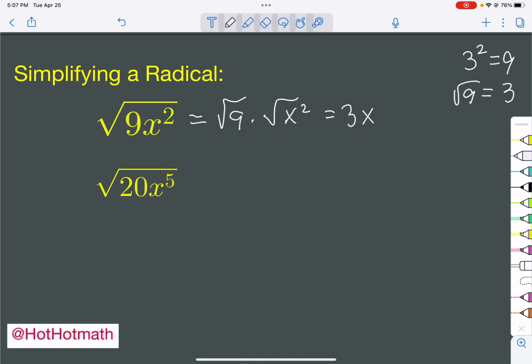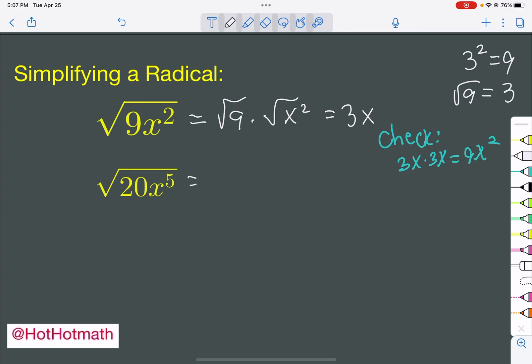Now, how can you check your work? Well, there's a quick little check. If you do 3x times 3x, or 3x squared, you should get what's inside. So you'll see we get 9x squared. So that's perfect. Okay? Now let's try one that's a little more complicated.